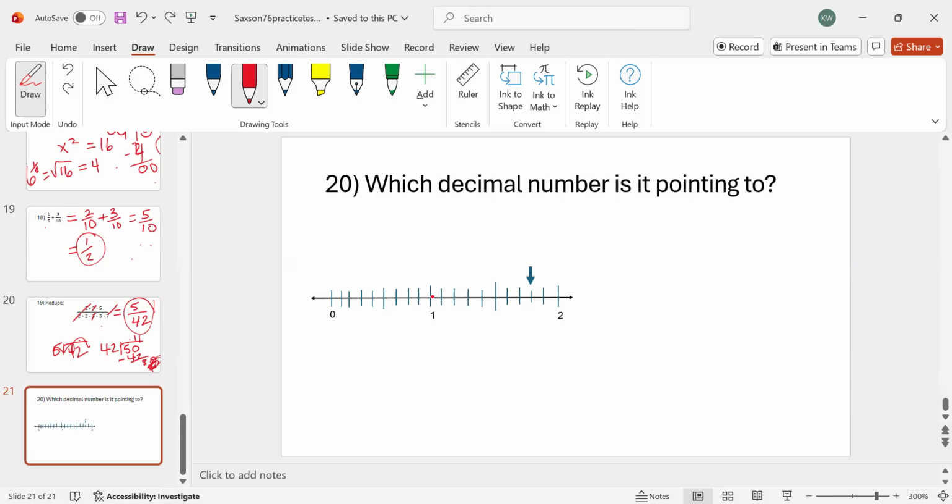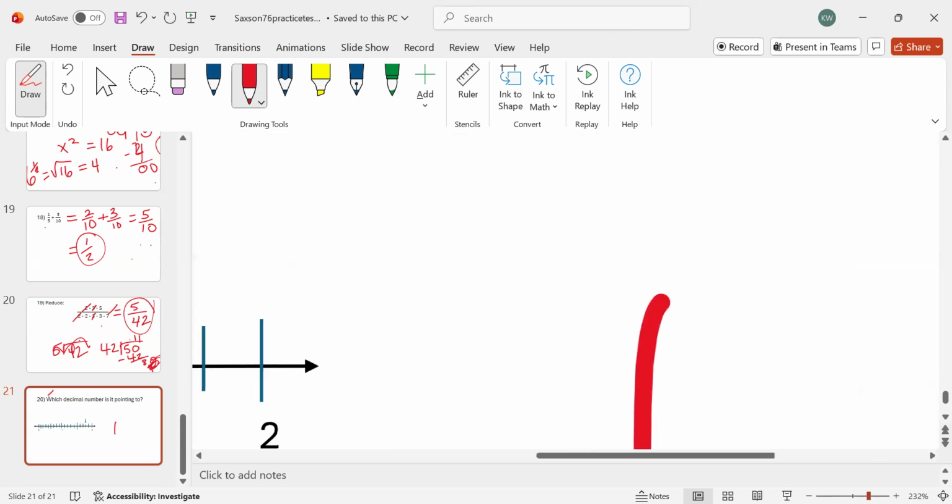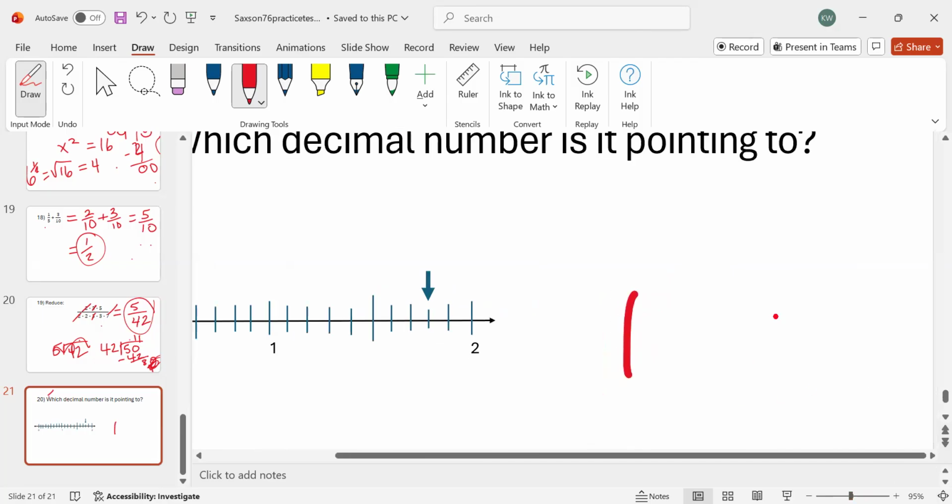So how many segments? It's further than 1, but not quite to 2. So it's going to be between 1 and 2, and it's going to be point something, and that something is going to be a pretty high number. So let's count how many tenths, because each of these divisions here is a tenth. So 1.1, 1.2, 1.3, 1.4, 1.5, 1.6, 1.7, 1.8. So the answer is 1.8. Ooh, now it's zooming. That's not what I wanted to do. Zoom back there. 1.8.